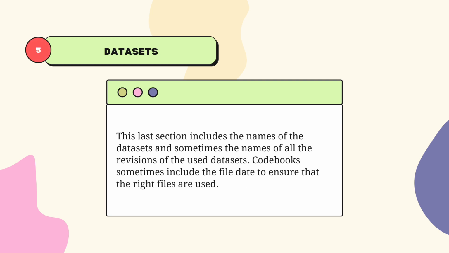The last part of creating a codebook is the data sets. This last section includes the names of the data sets and sometimes the names of all the revisions of the used data sets. Codebooks sometimes include a file date to ensure that the right files are used. This is basically where we put our data sets. When we store them, it is like saving a file in real life. The data sets we use in our research, the data we collected, the data we observed, and our outcomes as data. This is where we store them.